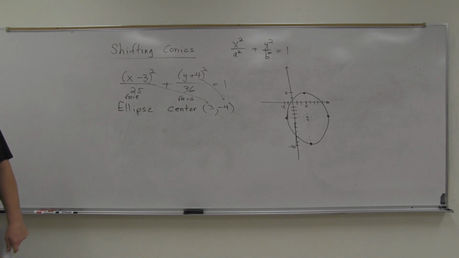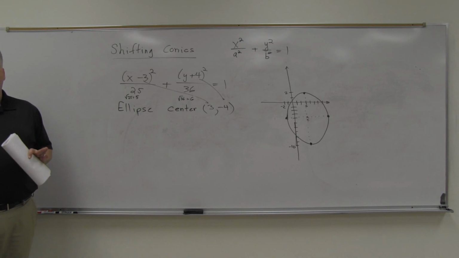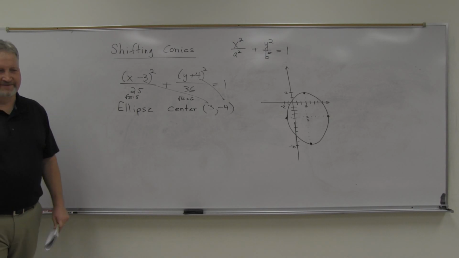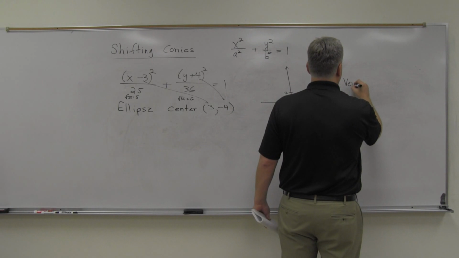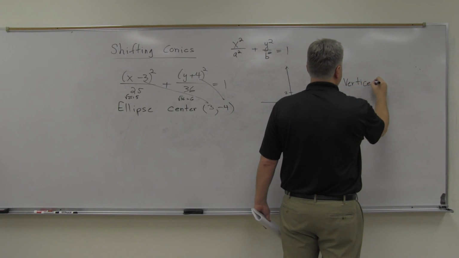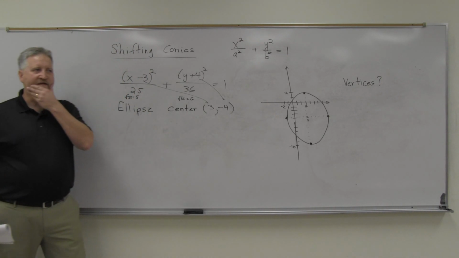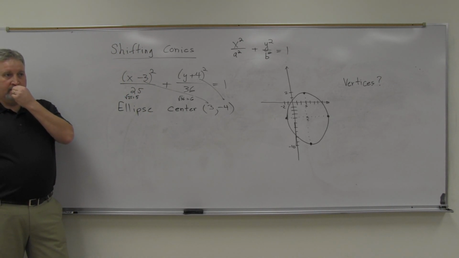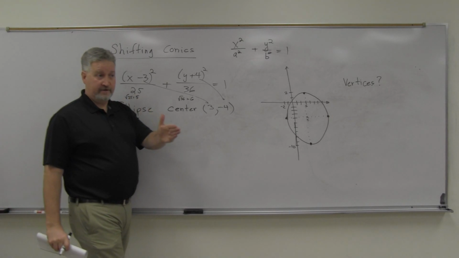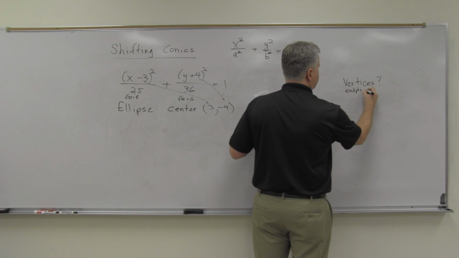All right, now, we want to identify a couple of other features, if you will. One of them is the vertices, which is just plural for vertex. Remember, on the ellipse, which ones are the vertices? The ones on the longer axis, the major axis. It's the endpoints of the major axis, the longer axis.